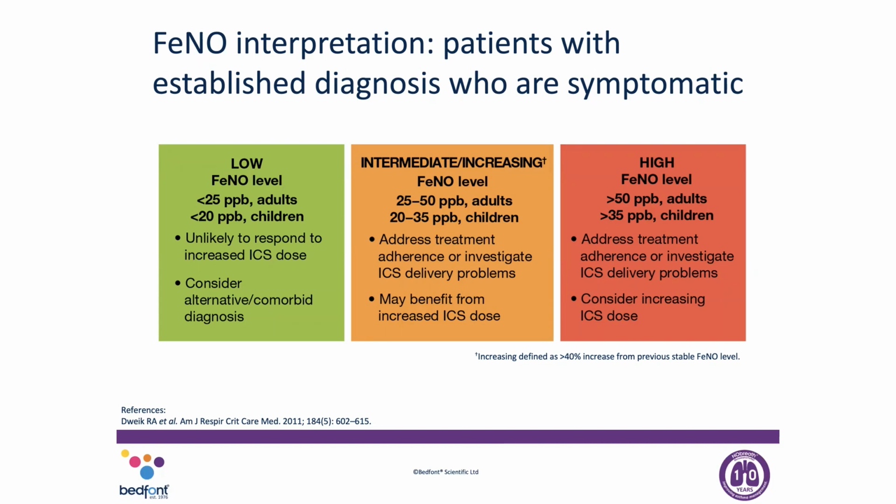So I would look at where they are in that range, look at the other things that are happening, look at the way they're presenting, and think about, this is where the phenotyping sort of comes in and the personalised medicine. Think about what it is you think is best for that patient, given the whole picture, not just the FeNO result. So it's a really good guide for those patients that are symptomatic, that are on treatment, and you need to know what to do next.